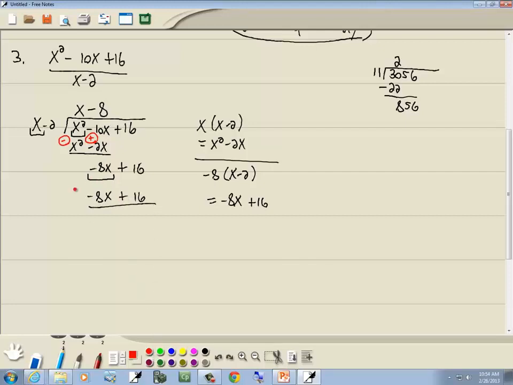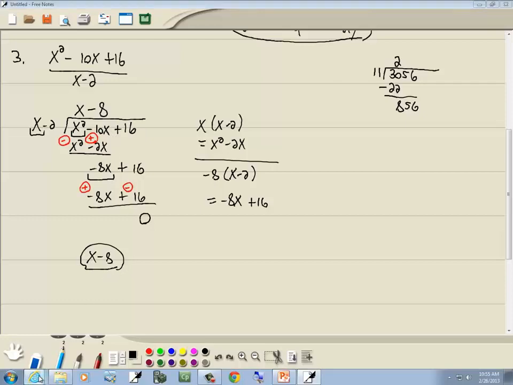We're going to subtract that line, which means we'll flip the sign. So this negative 8x becomes positive. This positive 16 becomes negative. Negative 8x plus 8x drops away. 16 minus 16 gives us 0. So our answer for this problem is x minus 8, whatever we have on top here.